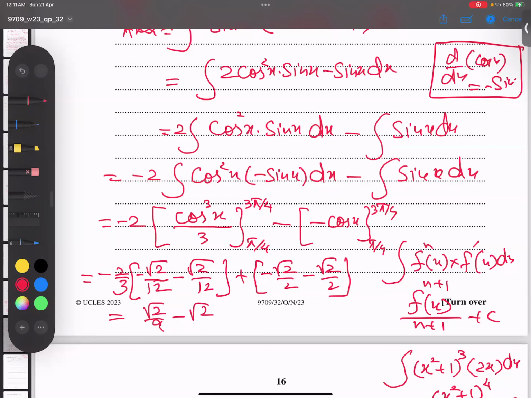So root 2 divided by 9 minus root 2. Okay, and I'm getting an answer... Hold on, this is coming a little awkward, but anyway, I'll check. My answer is a little different. Anyway, let me check again.